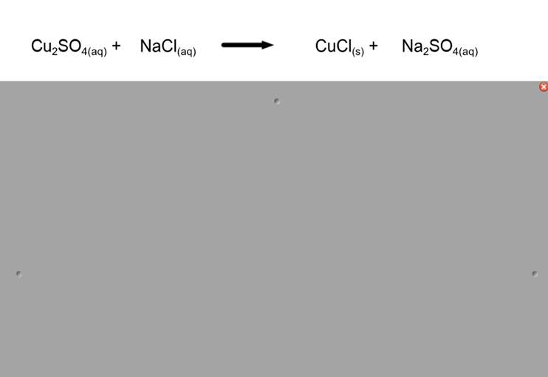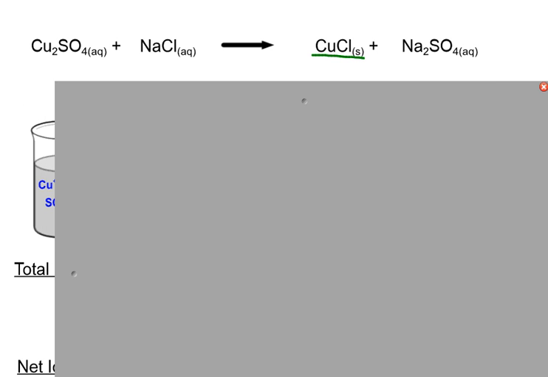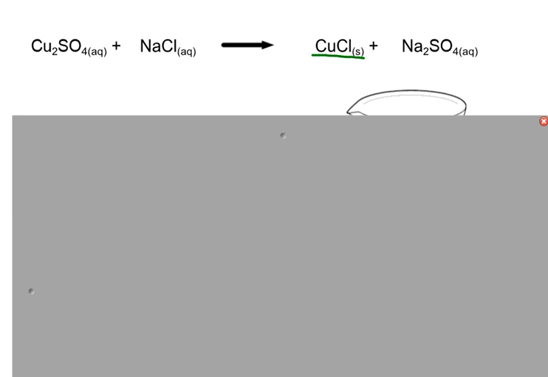If you look up on your solubility chart, you'll see that my reactants are both aqueous, and my products, my copper 1 chloride over here produces a solid. And then I also have sodium sulfate as part of my aqueous solution. So here's what it sort of looks like.